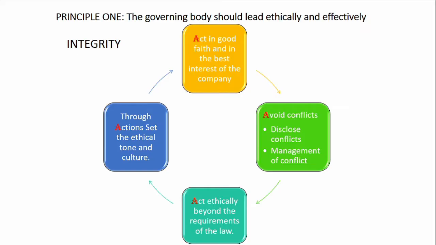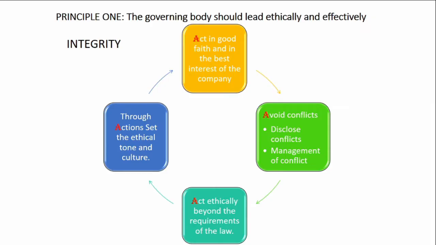Now, as mentioned previously, when we were talking about the regime or framework of apply and explain, we said that if someone were not wanting to implement good corporate governance, they would only do what is minimally required. They will only do what they need to do. That is where we come to the next A, which is acting ethically beyond what the law requires.